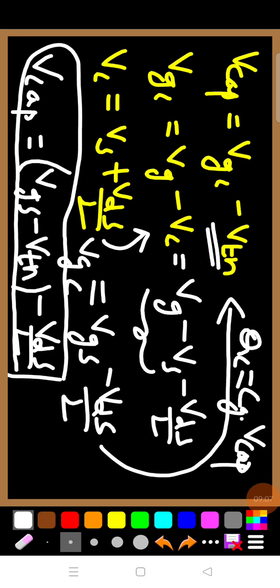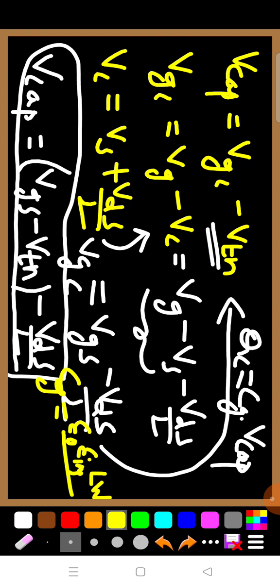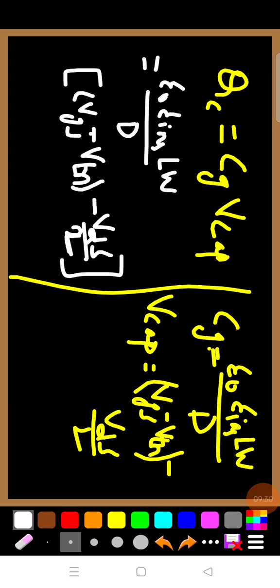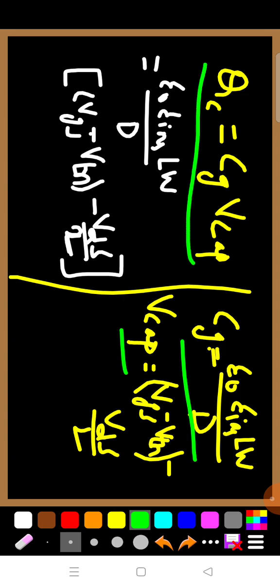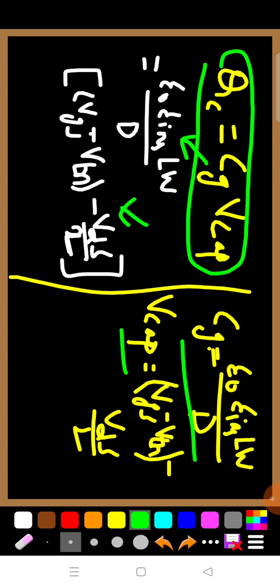Now I am going to write Cg is equal to epsilon naught epsilon insulation, into A. What is A? Length into width, divided by D. I hope you are clear. Now I am substituting this V cap and this Cg in this expression. What will happen? Cg is epsilon naught epsilon insulation length into width divided by D. V cap is VGS minus VTN minus VDS by 2. Now we know that QC is equal to CG into V cap. Therefore, I am substituting this CG here and this V cap here, so I can get this QC.